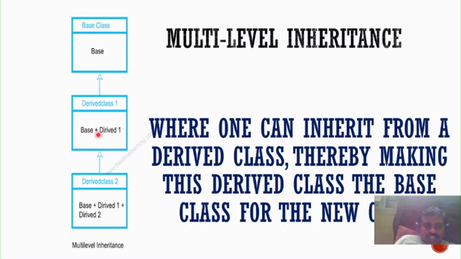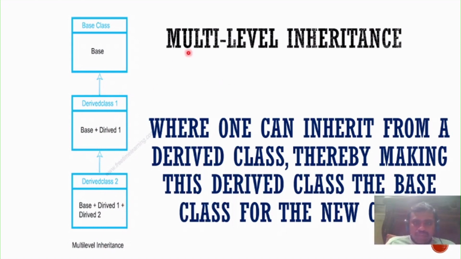Once again, this derived class is going to further derive into derived class 2. Now this class will contain the properties of both the base class as well as derived class 1. It will contain base plus derived 1 plus derived 2, all the properties available in derived class 2. This is called the base class and this is called the intermediate class from which we can further derive to the final derived class. This is called the derived class. So this is the example of multi-level inheritance.